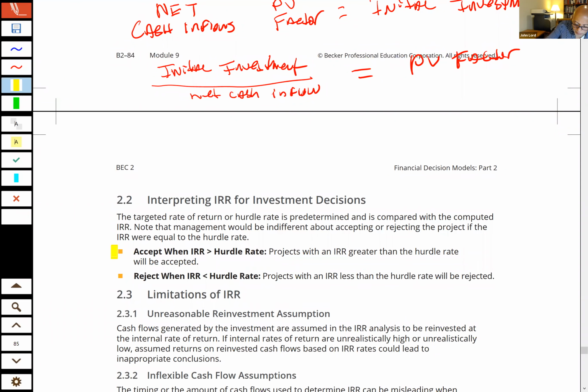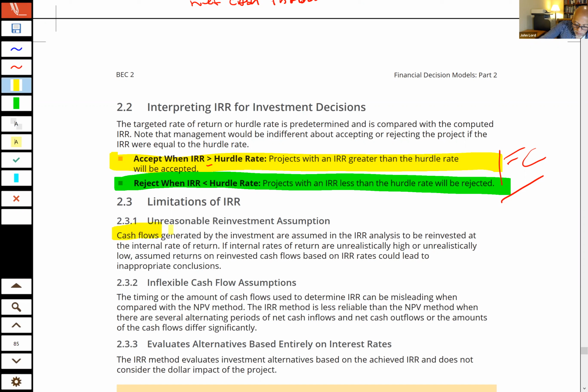Okay, now, again, limitations of the IRR. Cash flow generated by some investments is assumed in the internal rate of return analysis to be reinvested at the internal rate of return, which may or may not be true, because to continue to get that return, you'd have to reinvest them. And then there are inflexible cash flow assumptions, which is why we said that the net present value method was more generally accepted and used. The timing of the amount of cash flows used to determine internal rate of return can be misleading when compared to the net present value.